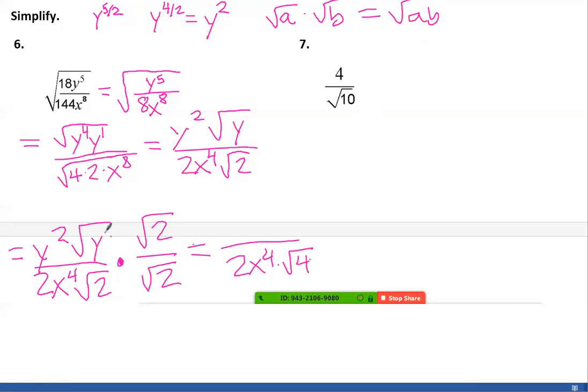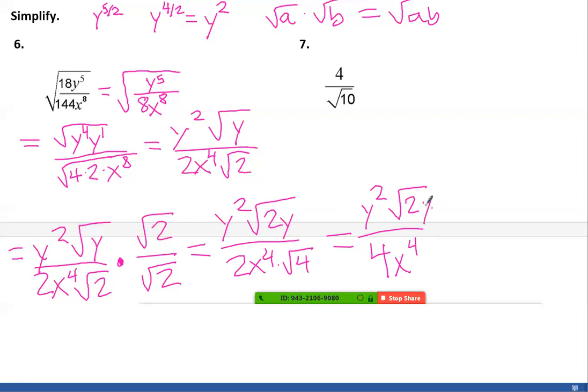And the numerator, we have y squared times the square root of y times the square root of 2 is the square root of 2y. So that's y squared times the square root of 2y. And if you keep on going on this, the square root of 4 is 2. 2 times 2 is 4, so you get 4x to the 4th. And in the numerator, that stays exactly the same. So it's y squared times the square root of 2y. And you are done. Yay.